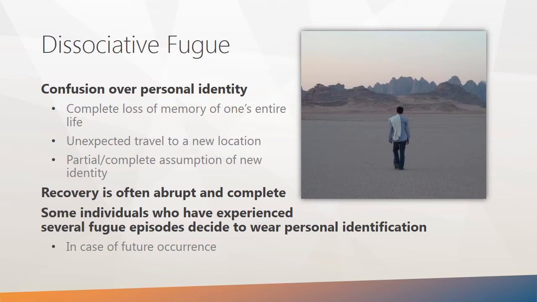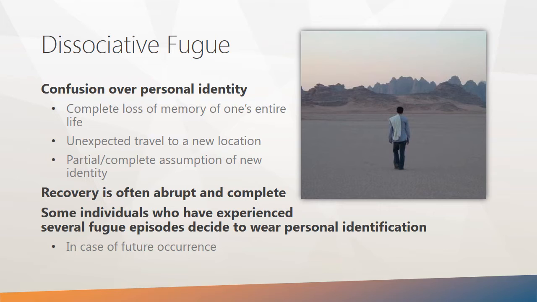Another type of dissociative amnesia is called dissociative fugue, and this is rare. It involves confusion over one's personal identity due to the complete loss of memory of one's entire life. An individual with dissociative fugue suddenly and unexpectedly takes physical leave of his or her surroundings and sets off on a journey of some kind. These journeys can last for hours or even several days or months.